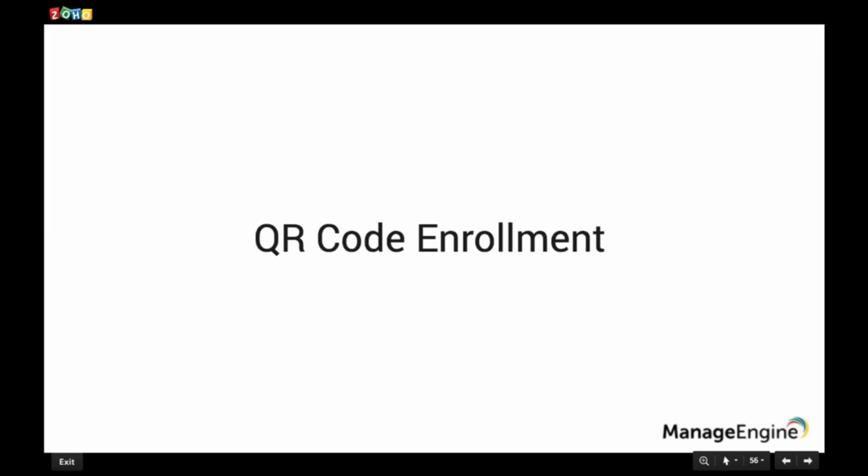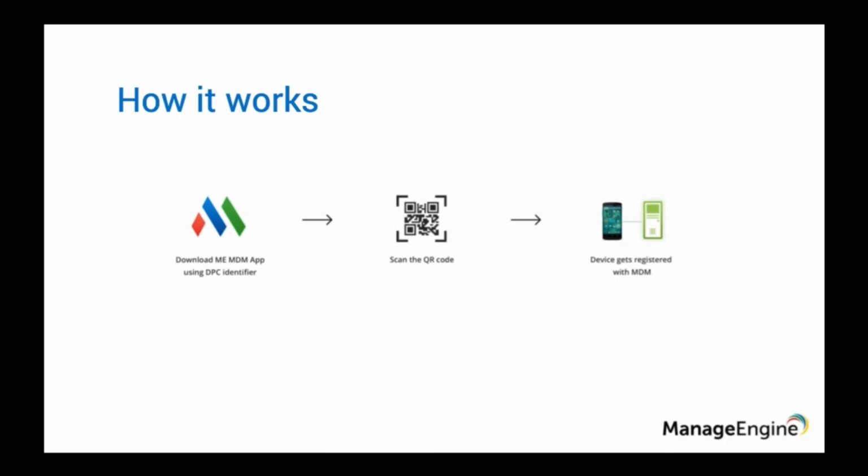Now let's see how you can enroll your Android devices using the automated enrollment options. In case of Android devices, as discussed earlier, you need to download a MeMDM app and then manually add your MDM server's details onto it. This process can now be automated using the QR code enrollment option. Let us see how QR code enrollment works.